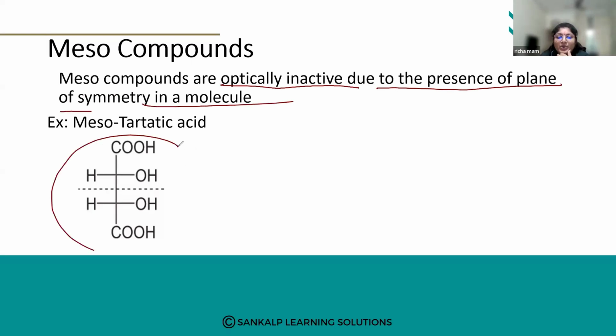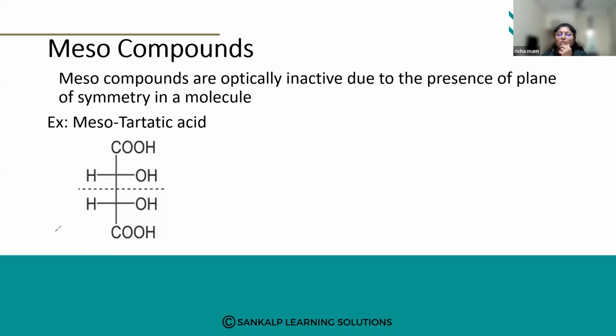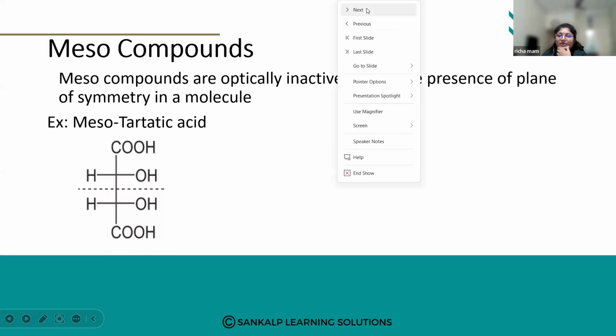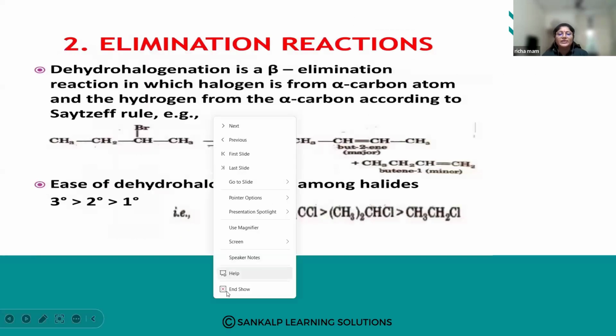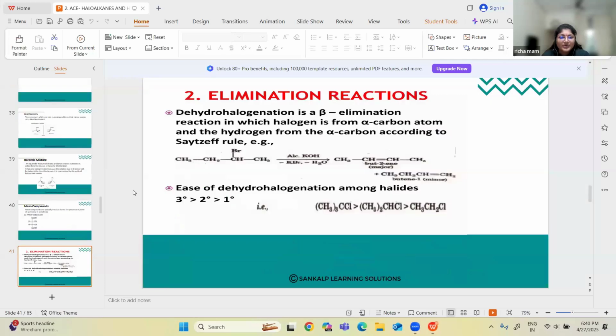So you have to remember the example. They can ask you what are meso compounds? Give an example. So why are meso compounds optically inactive? Because of the presence of a plane of symmetry. Okay, so next we are going to discuss the elimination reaction.